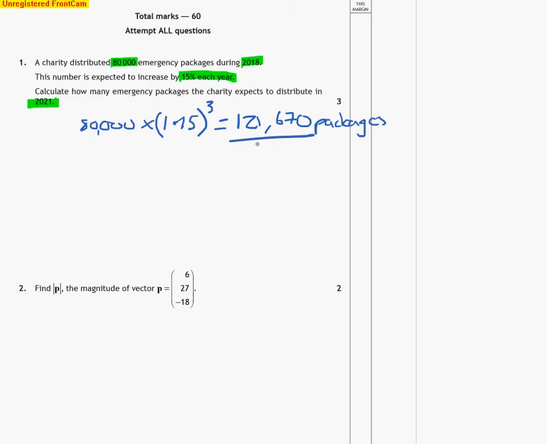Okay, right. So if you were doing the marking, you would get a mark for your 1.15. You would get a mark for when it needs to be times to the power of 3, or times it 3 times, and then we're working it out. So for 3 marks, it's actually a very, very straightforward question. Okay, good stuff.